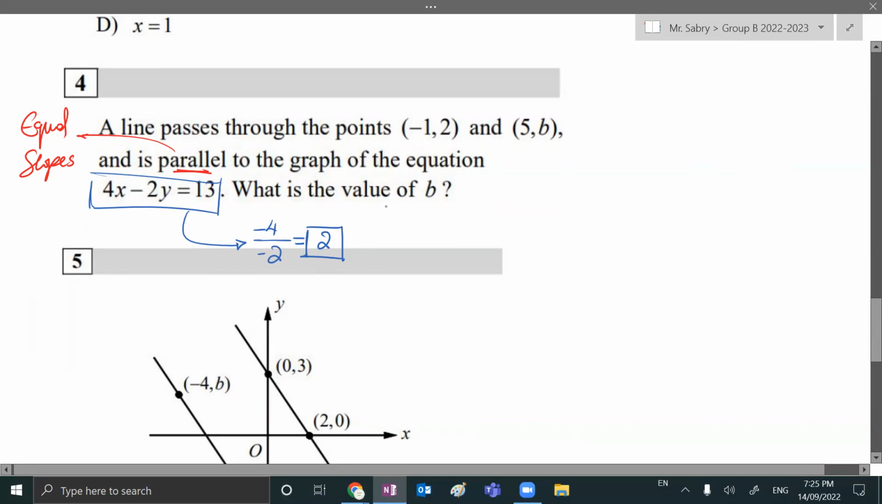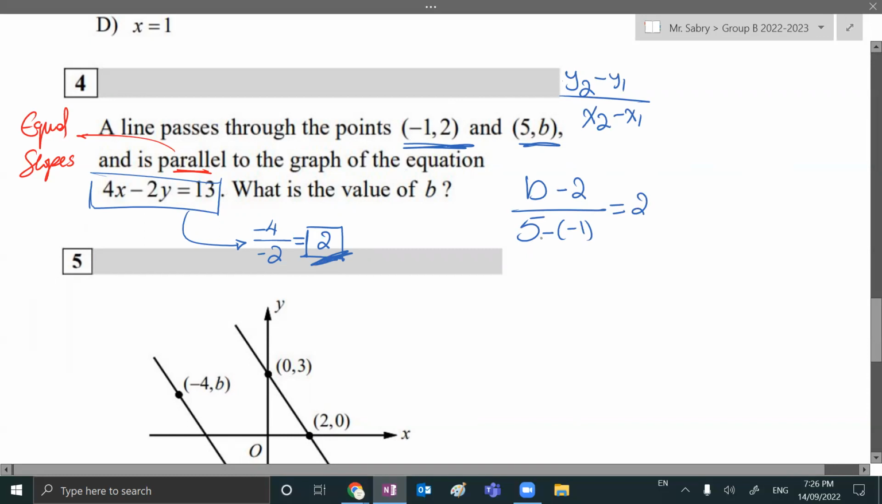But then I go back and check, there are 2 points here. And what do I know about the slope with regard to points? I just know y2 minus y1 over x2 minus x1. So if I calculate the slope of these two points, it must equal this slope here. So I'll say (B minus 2) over (5 minus -1) must be equal to 2. Now I have an equation.